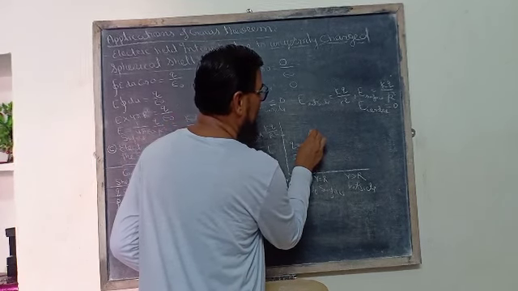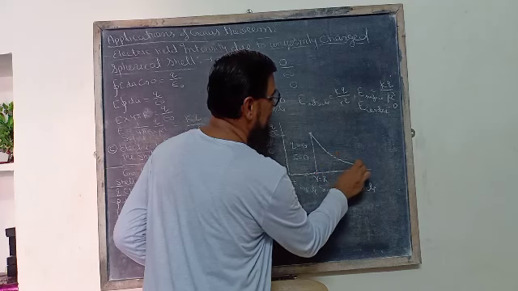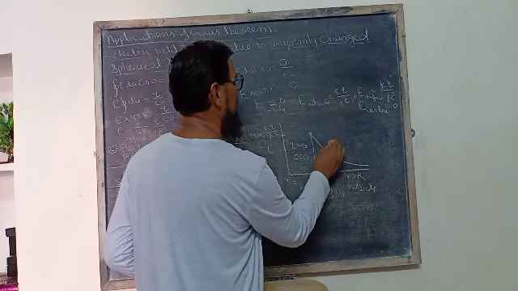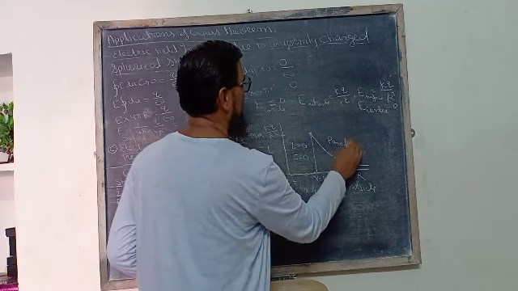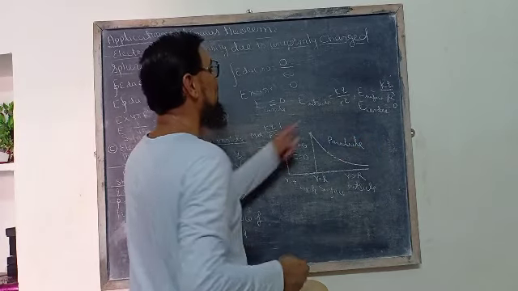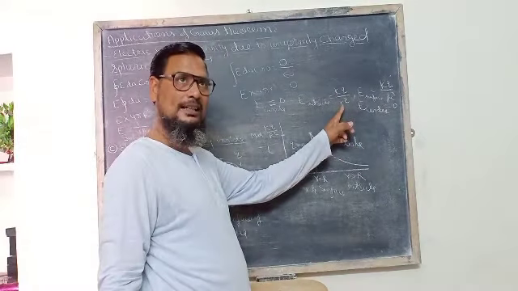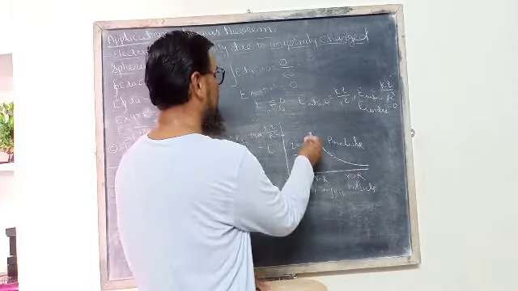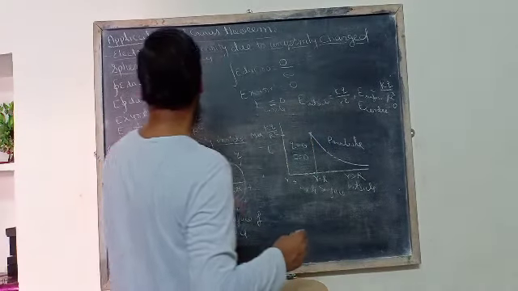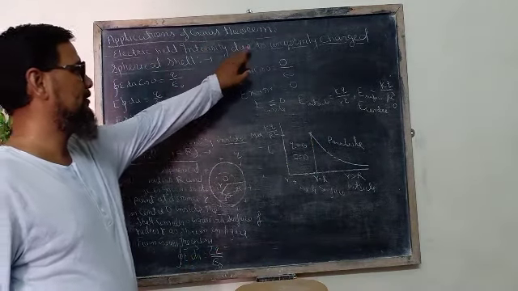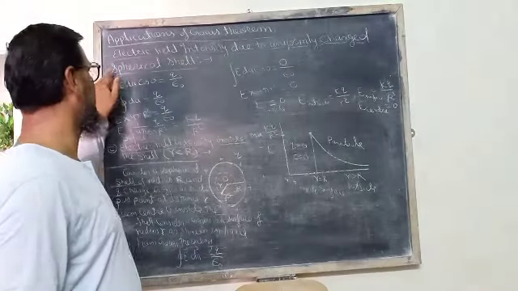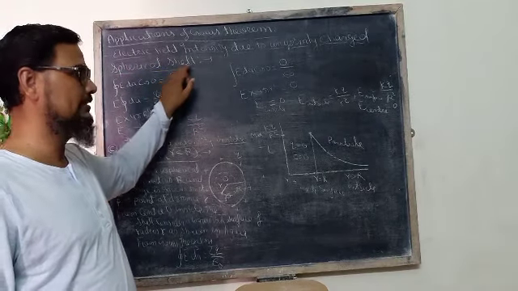and the electric field intensity decreases, and the shape of the curve will be a parabola, because E is inversely proportional to r square. So this is the whole discussion about the electric field intensity due to a uniformly charged spherical shell.